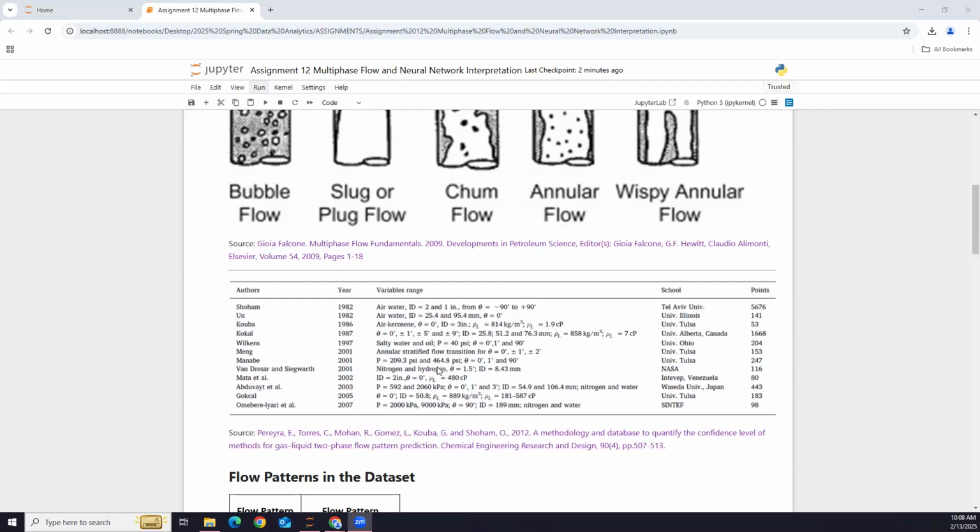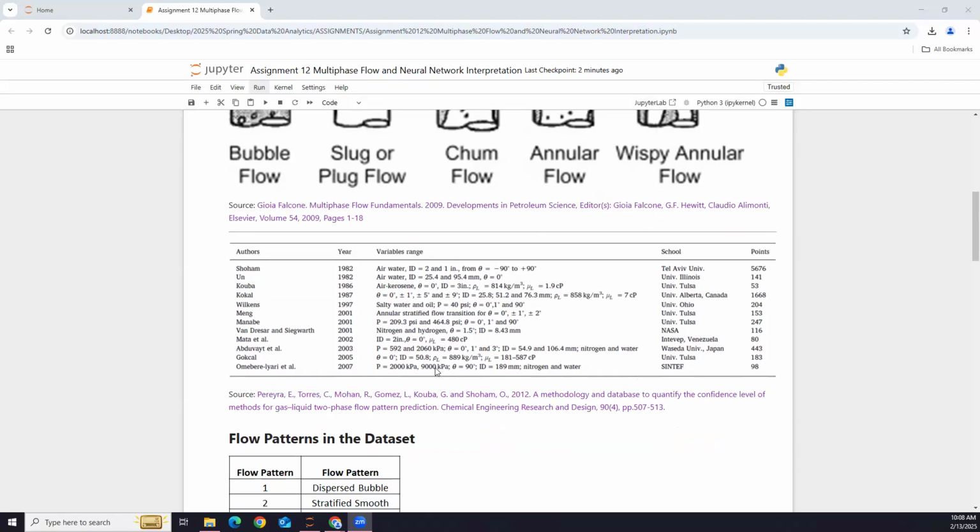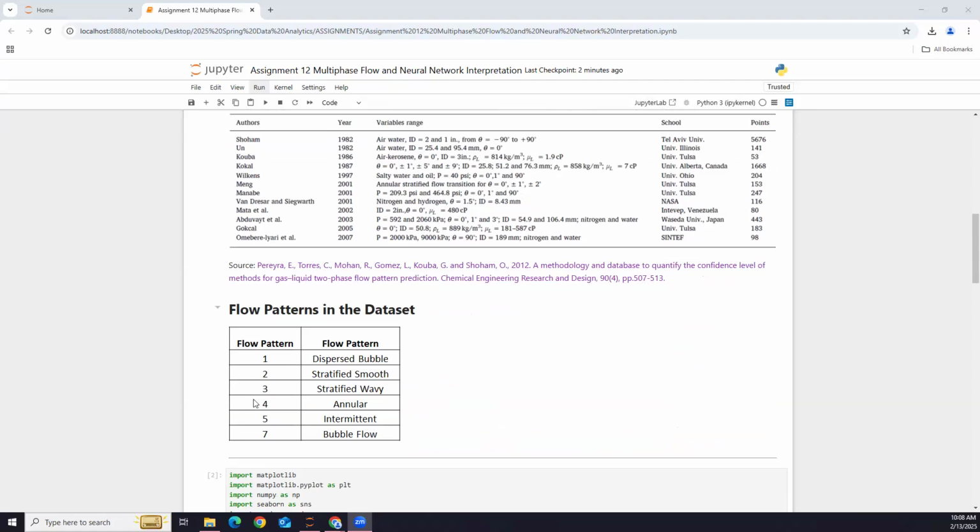And we also have the corresponding flow patterns associated with those conditions. And the flow patterns have been labeled accordingly. So the label 1 refers to dispersed bubble flow, label 2 is stratified smooth, and so on and so forth.